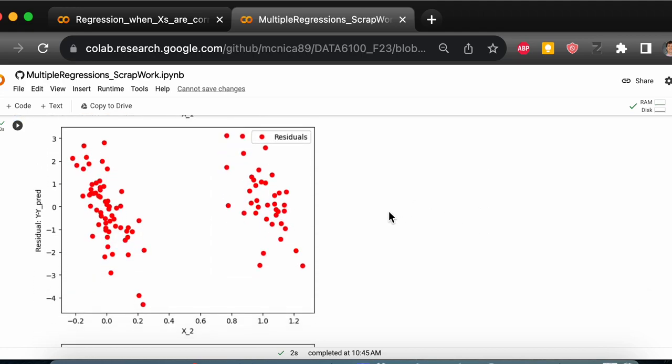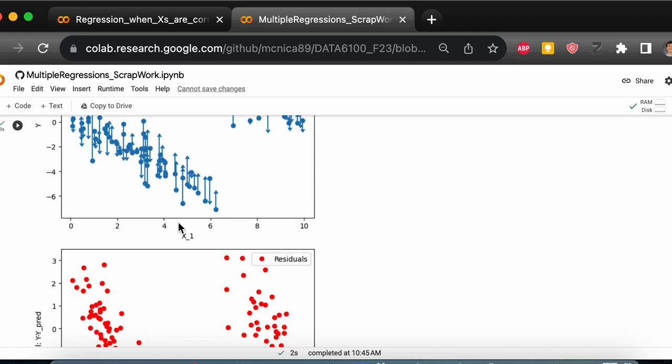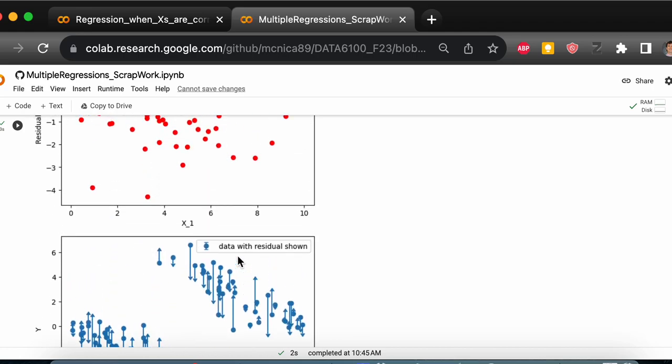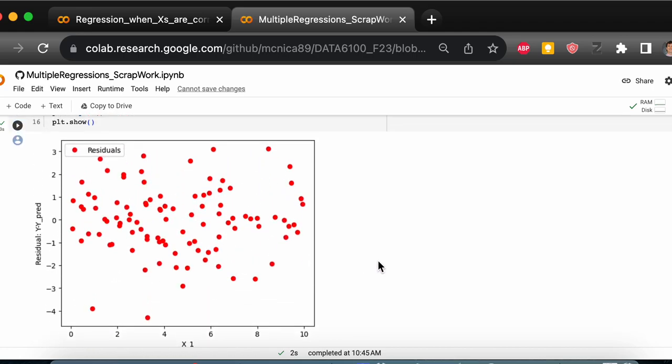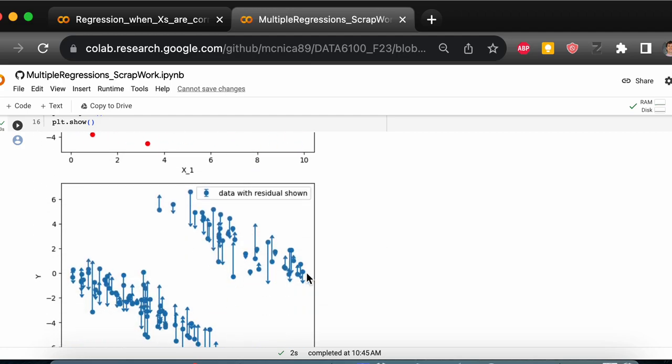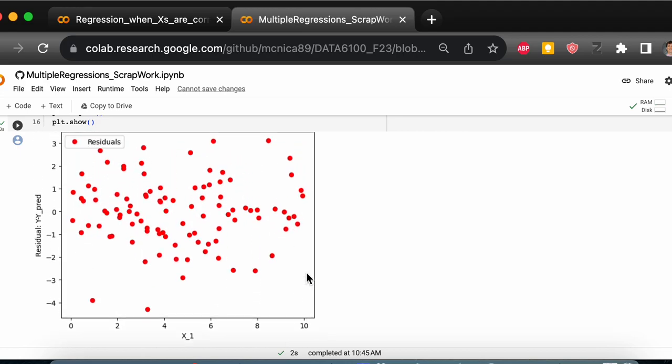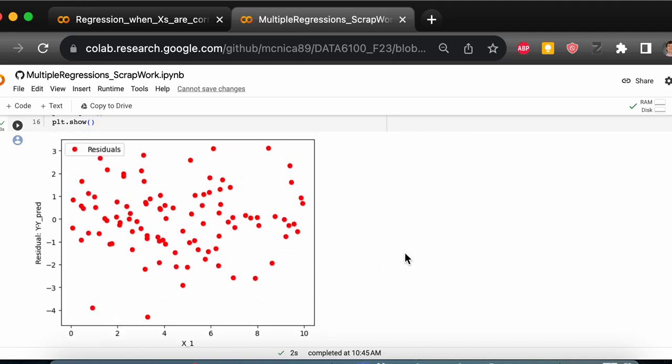Here is X1 versus Y. And here is a plot of the residuals. This is the absolute value of the difference between the triangle and the circle. If you plot your residuals and they look like this, you're very happy. There is no pattern in this residual. These residuals look totally random to me.